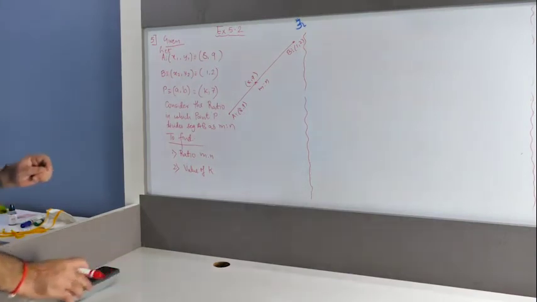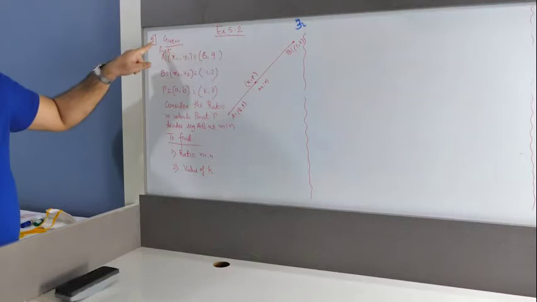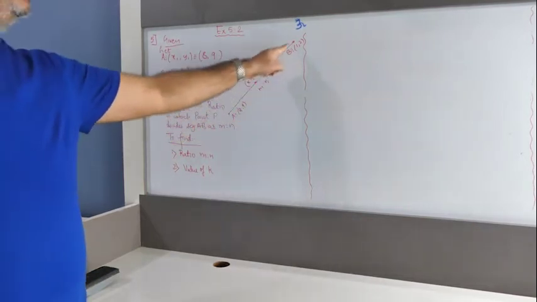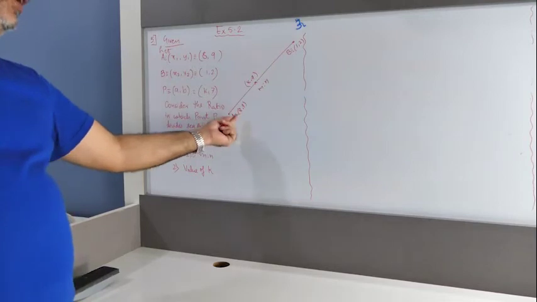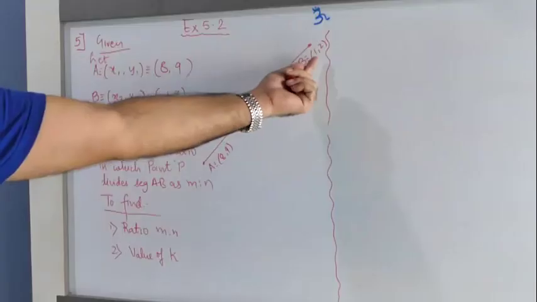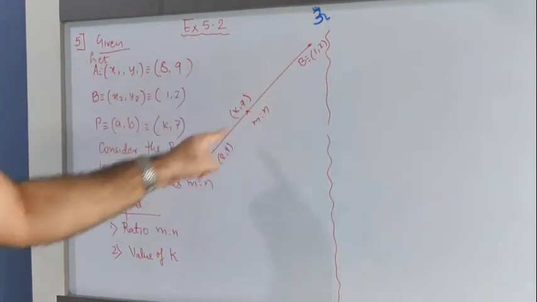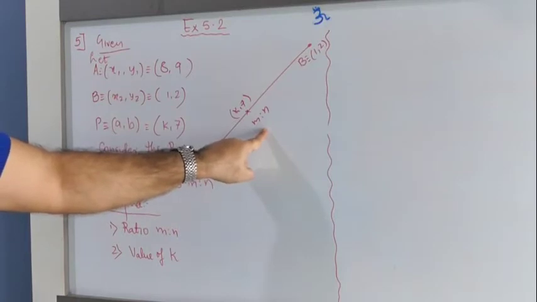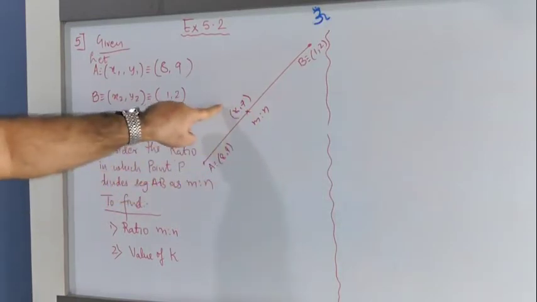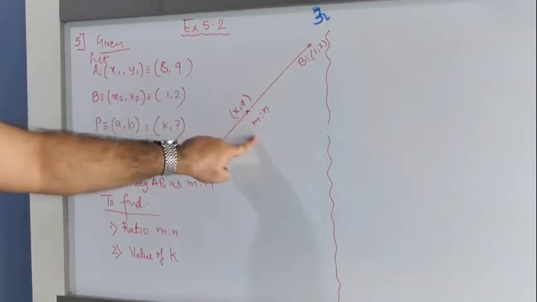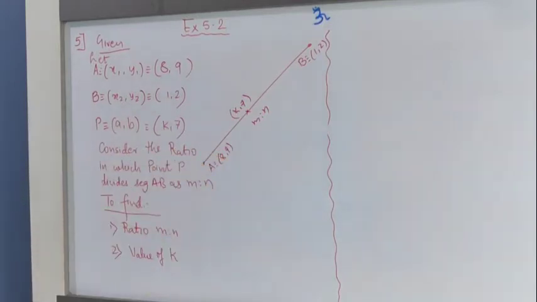Okay, students, so here now we are on exercise 5.2, problem number 5. What all things are we given? We are given that there is a segment AB in which point A is (8, 9), point B is (1, 2). There is a point (K, 7) which divides this segment in the ratio m is to n. So what all things do we have to find? The unknown is K, so we need to find the value of K, and the unknown is the ratio m is to n, so we need to find out the ratio m is to n. Alright? Now, how do we find out?